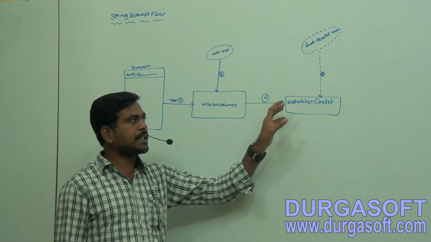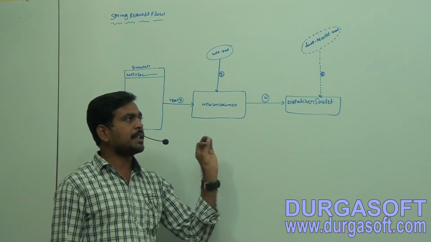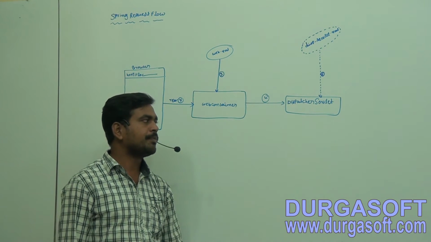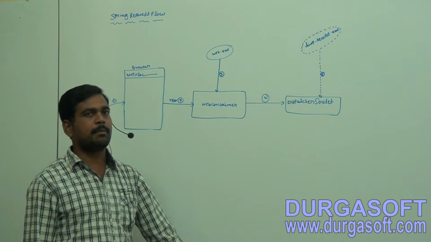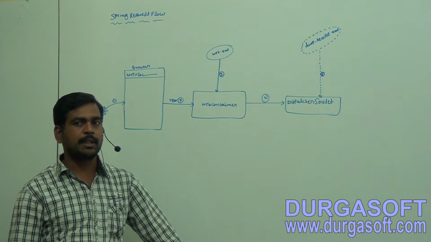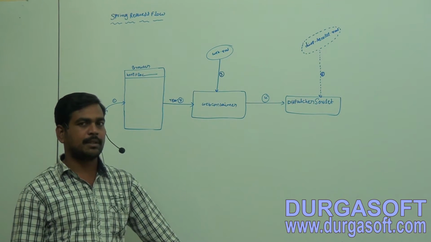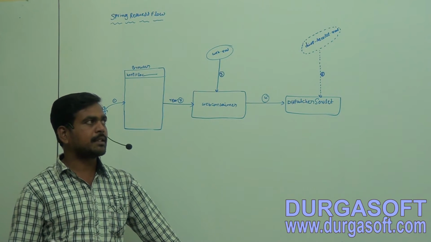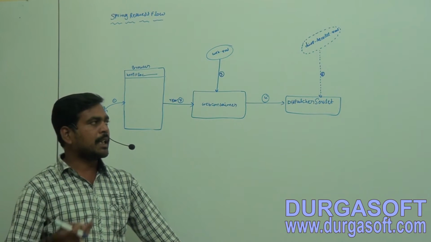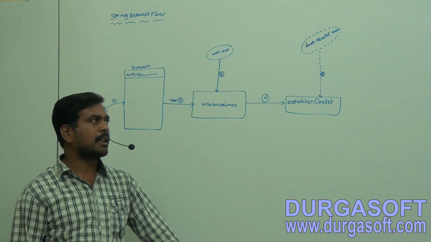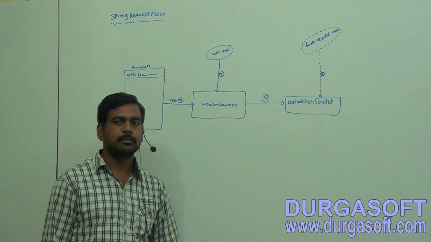Now how is the dispatcher servlet going to get them? The dispatcher servlet makes the request to SimpleUrlHandlerMapping. One predefined class is there. The request is made to that class. Now that class object is required for this dispatcher servlet. Inside that SimpleUrlHandlerMapping class object, we can configure our bean as an inner bean, right?